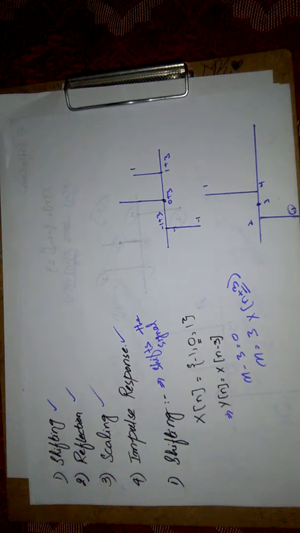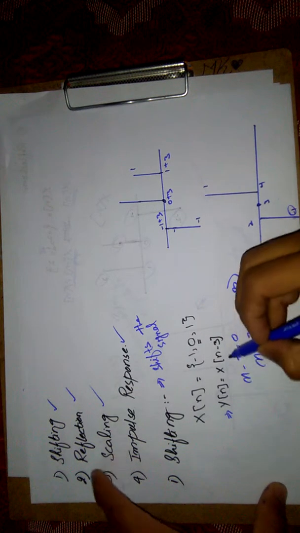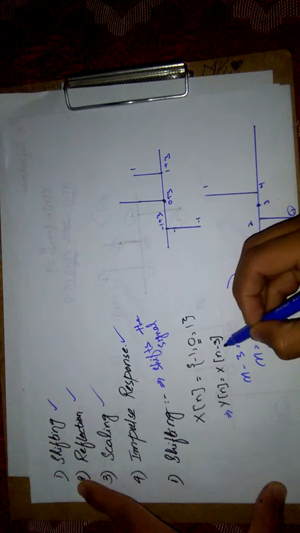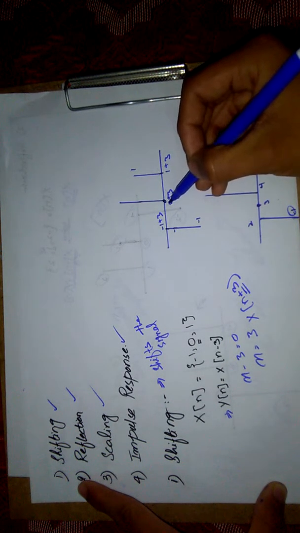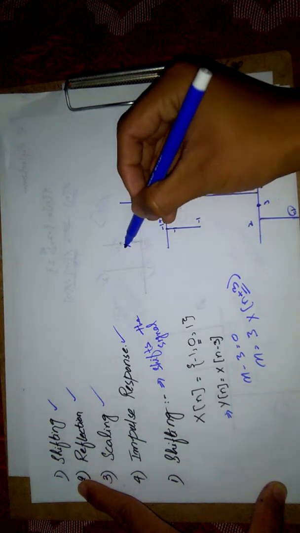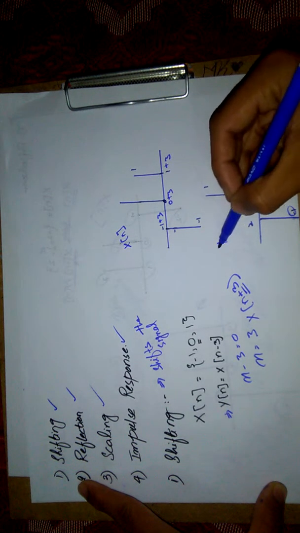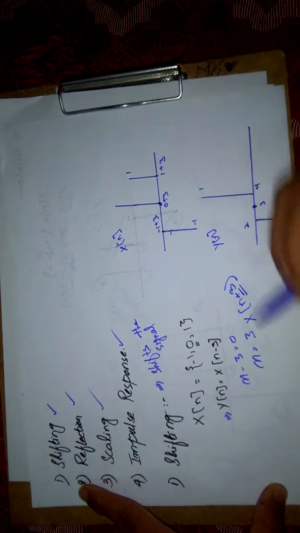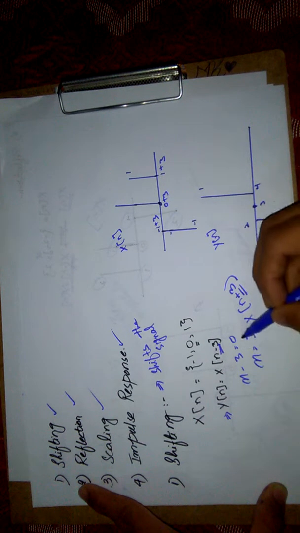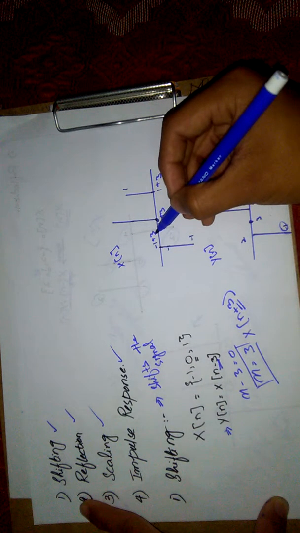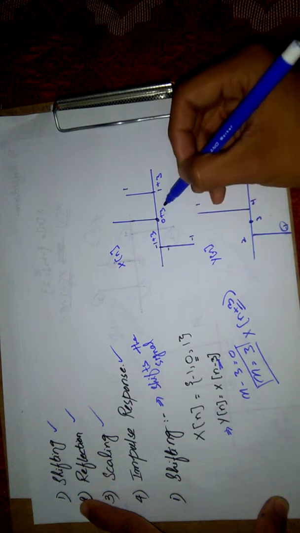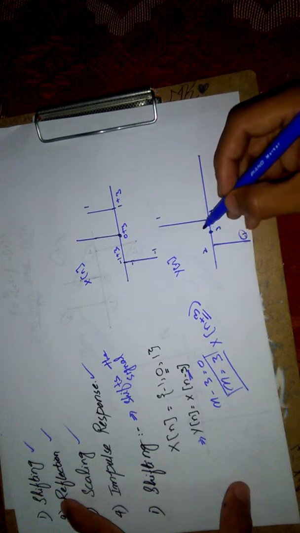Suppose we have an example x of n equal to minus 1, 0 and 1, and we have the 0 index at 0, and the system y of n equal to x of n minus 3. This basically shifts the signal towards the right 3 times. This is the input x of n and this represents the output y of n. I put n minus 3 equal to 0, so n equal to 3, and then I add 3 to the indexes and it shifts the signal towards the right 3 times.